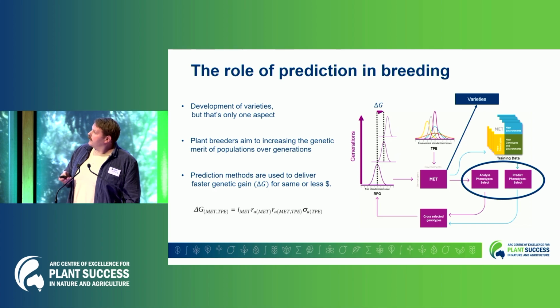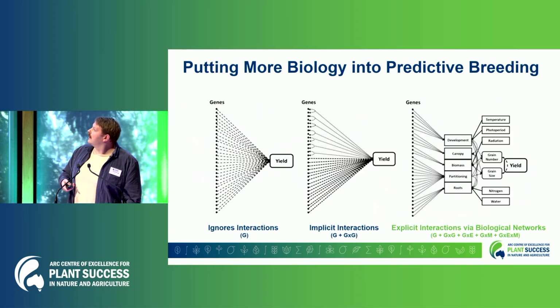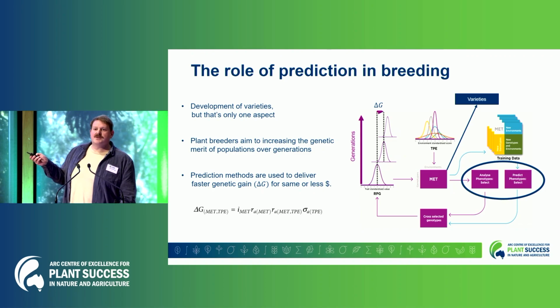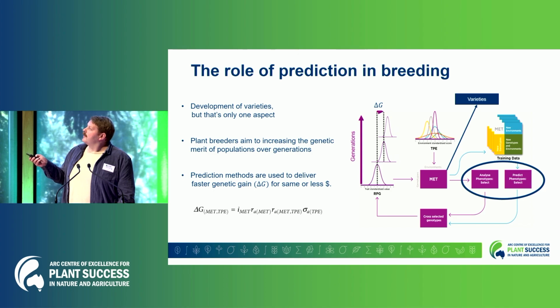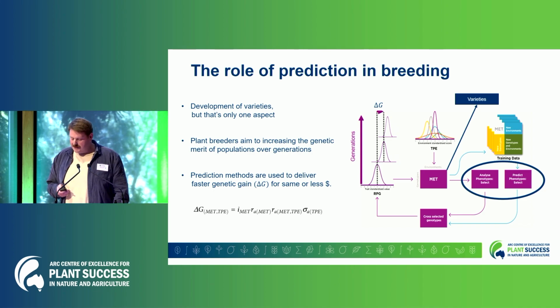So critically, we want to understand how we can use prediction to move this reference population of genotypes, so this is our germplasm, forward for multiple traits simultaneously, which is the delta G, which connects right back here. And prediction can affect many different pieces of this equation, but today I'll just focus on the selection accuracy in a later case study.